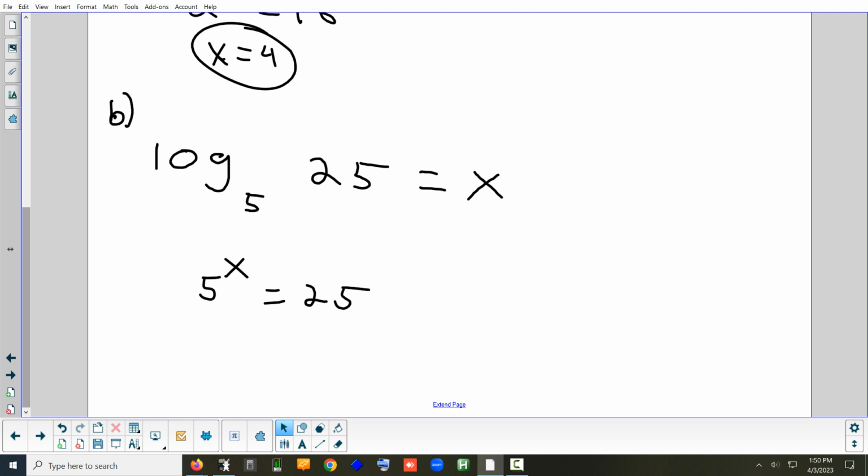And so 5 to what power equals 25? And what would that one be? 5 to what power is 25? 2. Some people say 5. If you said 5, you're thinking 5 times 5. Well, it's not 5 times something equals 25. It's 5 to something equals 25. So we get x equals 2. Question on?